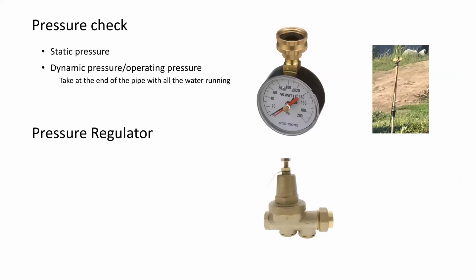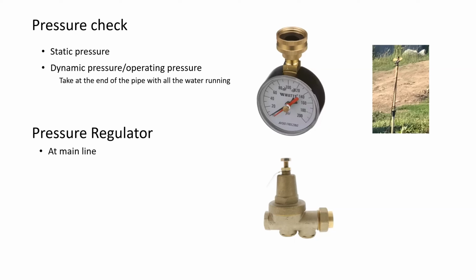As I already told you, there is a static pressure which you check at the entry point, but there is also dynamic pressure which you check when all the emitters are running. Maybe you have enough pressure when everything is closed, but what about when everything is running in the system? That might go lower and your nozzles or emitters might not function properly. So you might consider doing a dynamic pressure or operating pressure check, or you can take this at the end of pipes with all the water running, and it will give you the dynamic pressure.